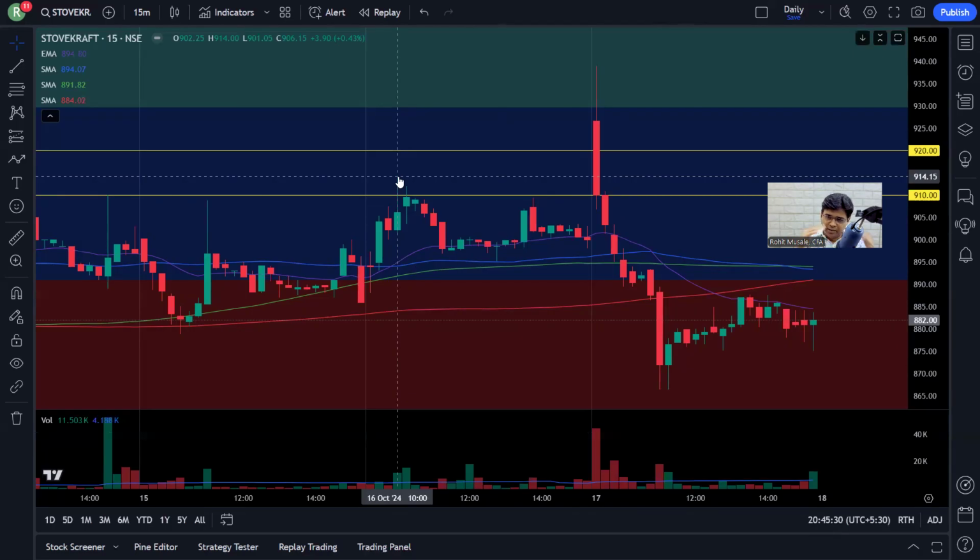You could take some time, give the stock some time, give it 15 minutes and see. And you see there is no follow through. Not a single candle during this day has closed above the yellow line. So that is why I did not buy the stock.